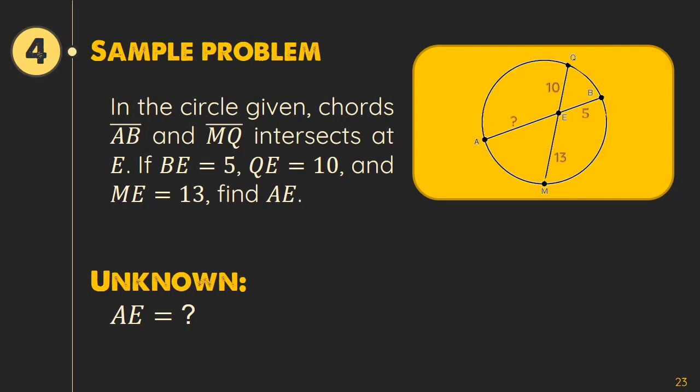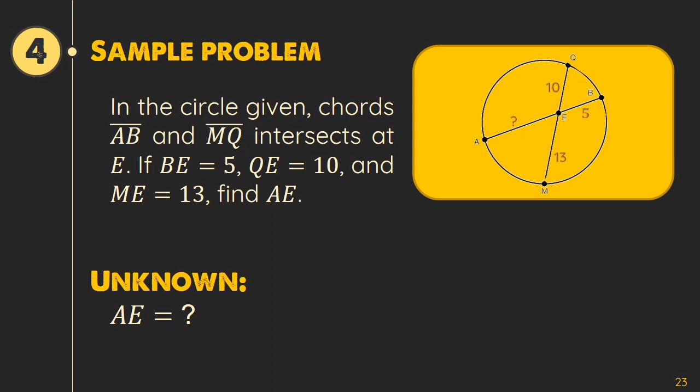Applying the chords power theorem, we have this problem. In the circle given, chords AB and MQ intersect at point E. If BE is equal to 5 units, QE is equal to 10 units, and ME is equal to 13 units, find AE.